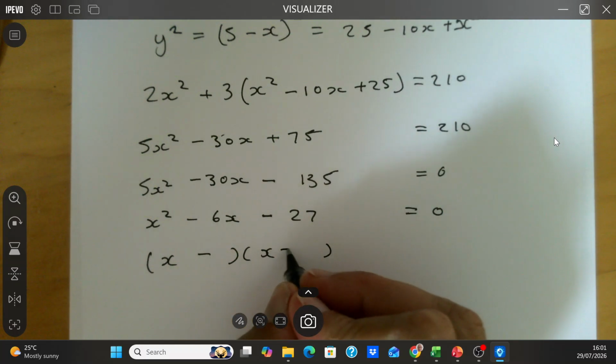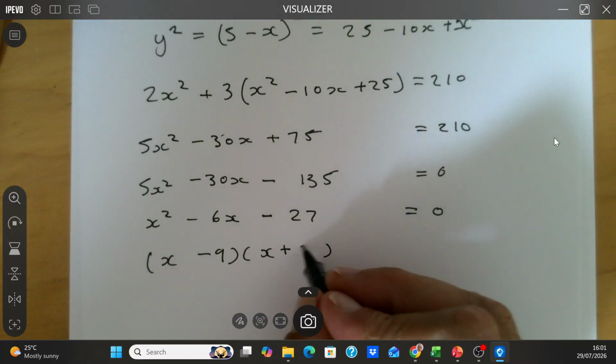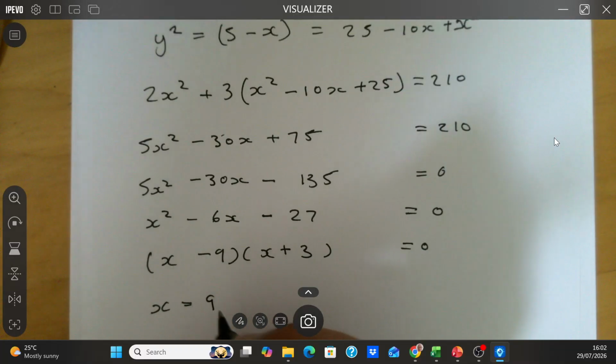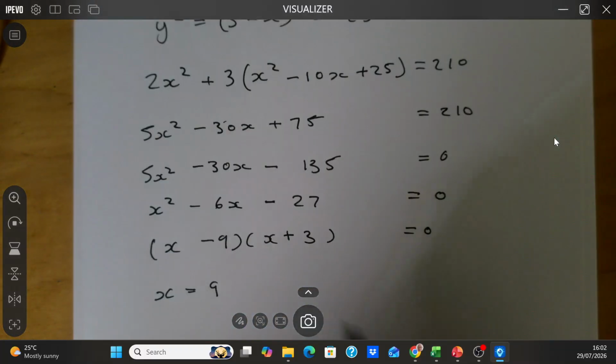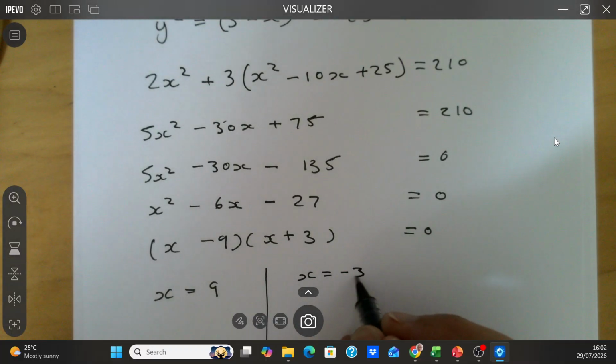That will factorise to being (x )(x ). One will be negative, one will be positive because the signs are different. So it'll be (x minus 9)(x plus 3) equals 0. So I know x equals 9 to make that 0, and the other is when x equals minus 3.